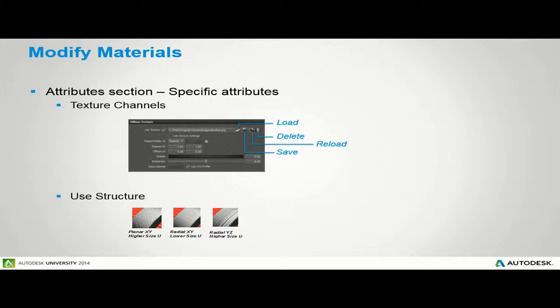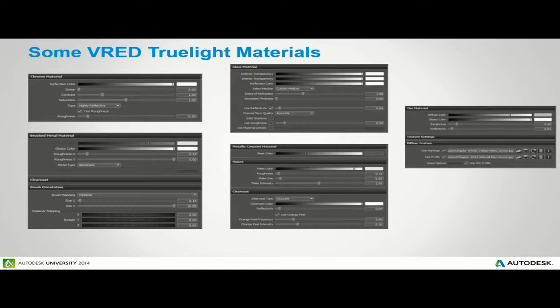Another good thing about some of the materials like the chrome or the brushed chrome, brushed metal, is use structure. It also creates that bump effect, but it is inbuilt in the material itself. So you can use this use structure and create that metallic grainy effect, bump effect in there. You don't actually have to apply a PNG, JPEG or something like that. You can use use structure.